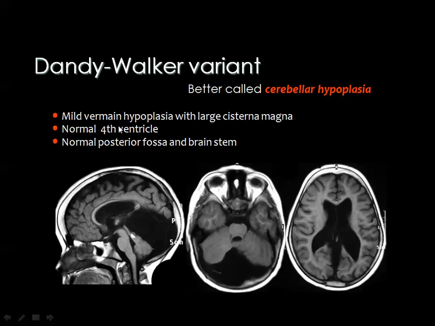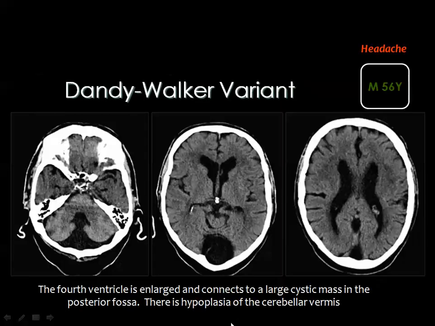Then mild vermian hypoplasia, and you see some part of the vermis. Megacisterna magna, representing the retrocerebellar cyst, and the fourth ventricle is usually normal, and the posterior fossa is not enlarged, and the brainstem is of normal size, as you can see here.